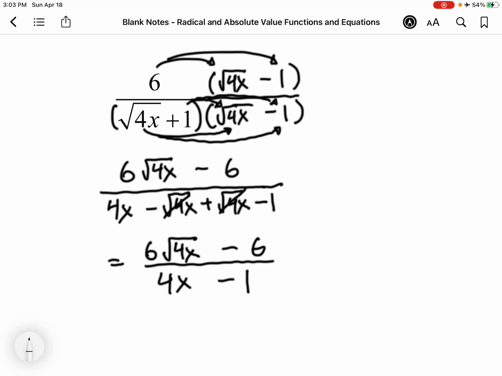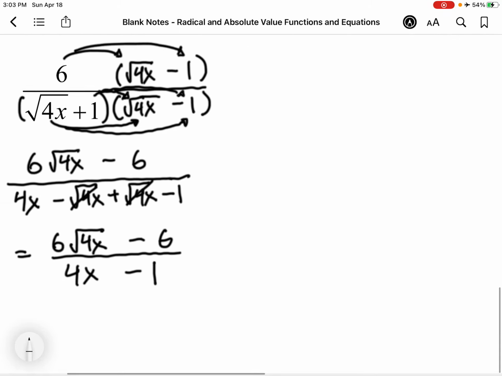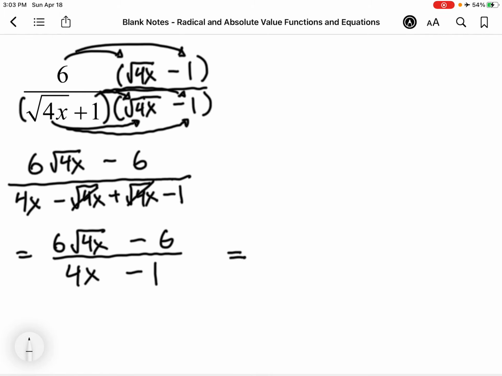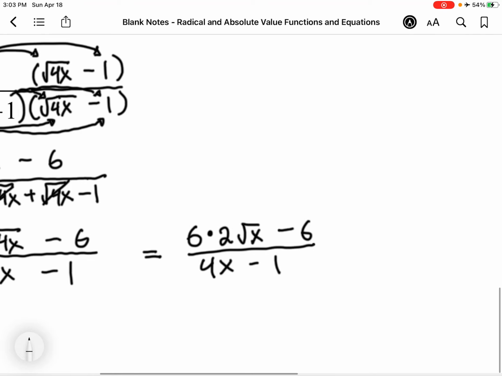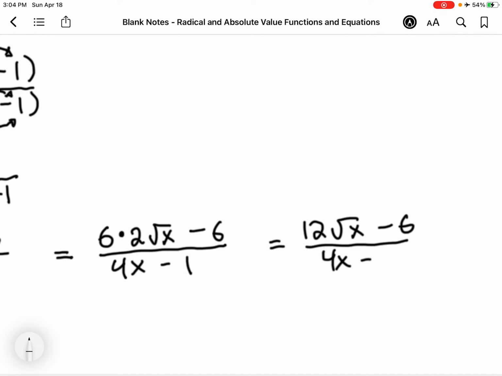Okay, we're almost done. You might think we're done, but in the first radical in the numerator, we actually have a perfect square in there because 4x is 2 times 2 times x. So this radicand has a pair of primes in it. So we can actually simplify that a little bit. Okay, so I don't have room down below, but I'll do it over here. We can pull a 2 out. So that's going to be 6 times 2 square root x minus 6 over 4x minus 1, which is 12 root x minus 6 over 4x minus 1.